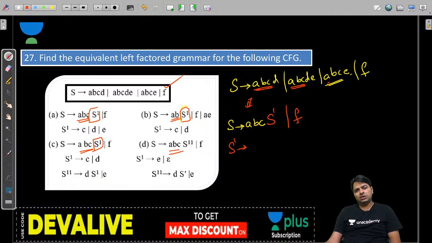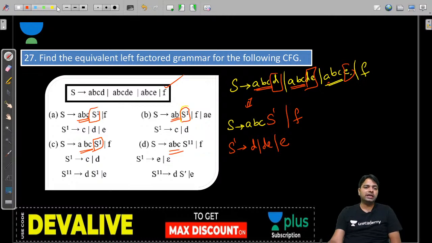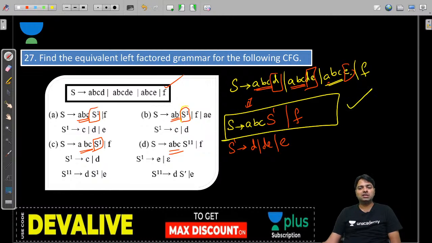And you have a D left, you have DE, and you have E. Now which is going to be taken as common prefix? This should be there in the final answer. Here you are going to do it again: D is the common. Everybody, from S dash, D is the common.